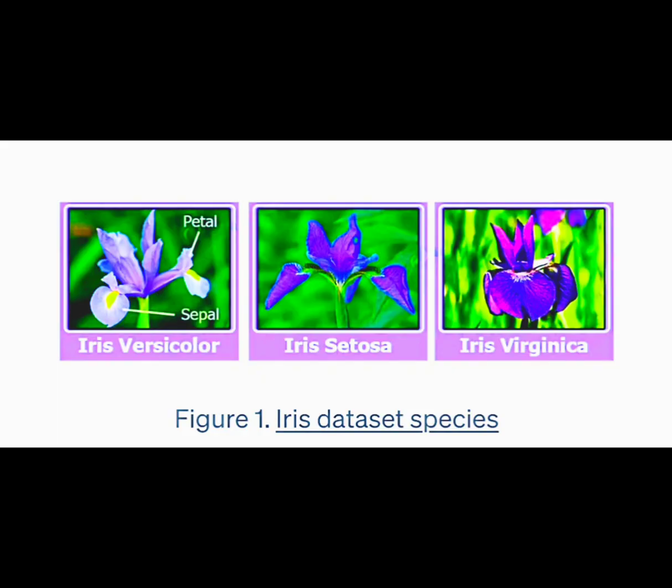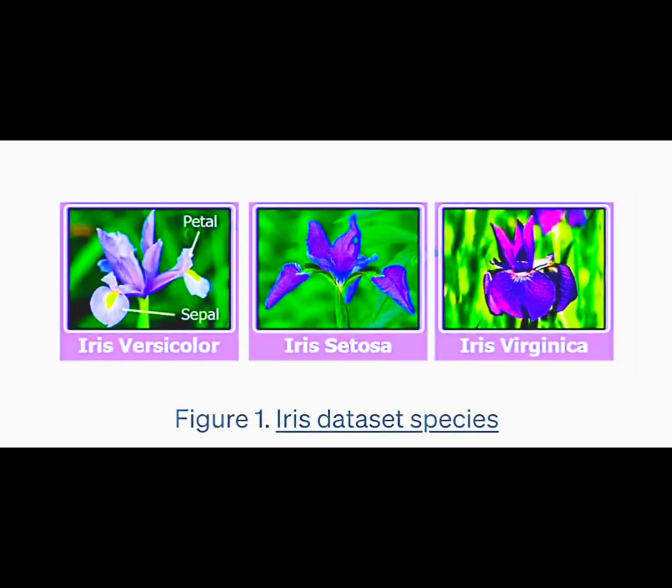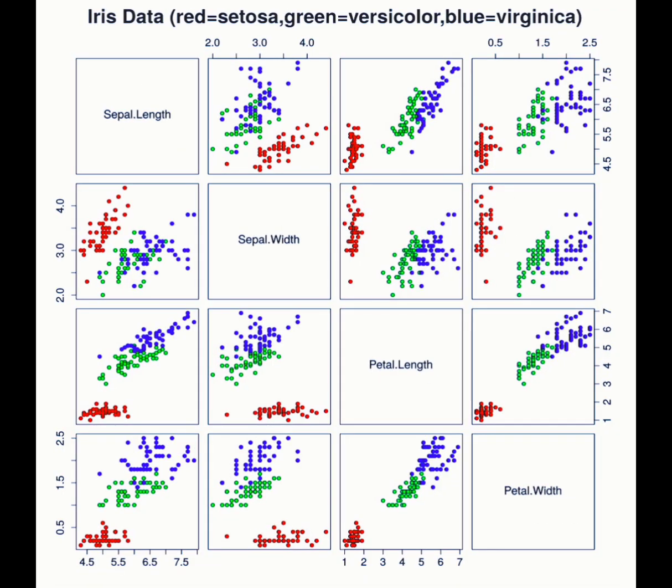The measurements refer to various characteristics or features of the iris flowers that are used to distinguish between the different species. In the iris dataset, these measurements include the sepal length. As you can see, I hope you can see here on the first flower, the iris versicolor, you can see the petal and the sepal. So the sepal length in centimeters, the sepal width in centimeters, the petal length in centimeters, and the petal width in centimeters.